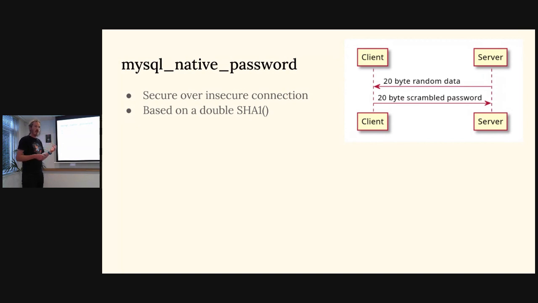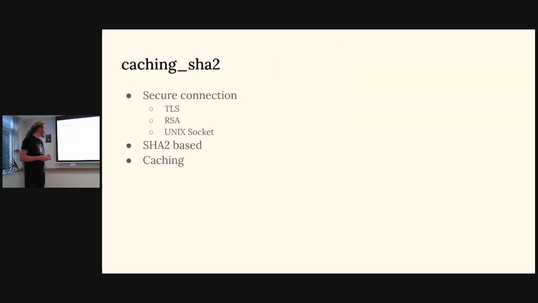For the caching SHA-2 password, other methods are needed to make sure that the password is sent in a secure way to the server. The secure connection can either be a TLS connection, which is the easiest and best way of doing this. But caching SHA-2 has a specific option to also have an RSA public-private key pair, which adds some extra overhead and difficulties with managing that. But that's one of the options they have. And the other option is to have a Unix socket, which is also considered secure.